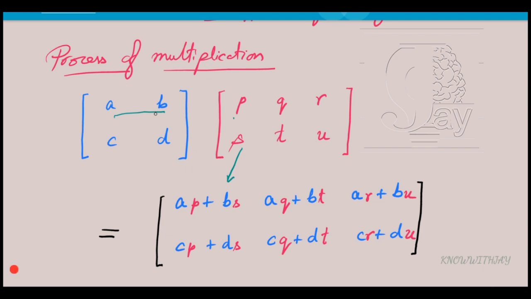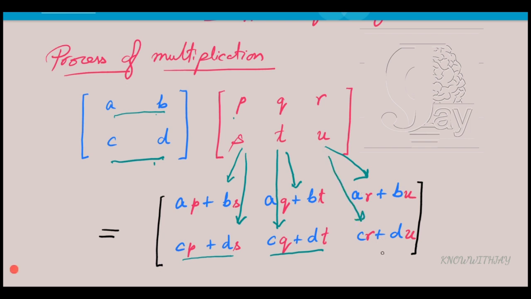Once again, first row first column, we get the first row first column element of the product. First row second column, we get the first row second column of the product. First row third column, we get the first row third column of the product. Similarly, second row first column, second row second column, and second row third column give the corresponding elements of the product. Okay, that's how we multiply two matrices.